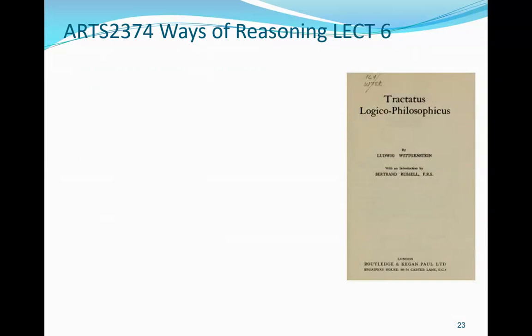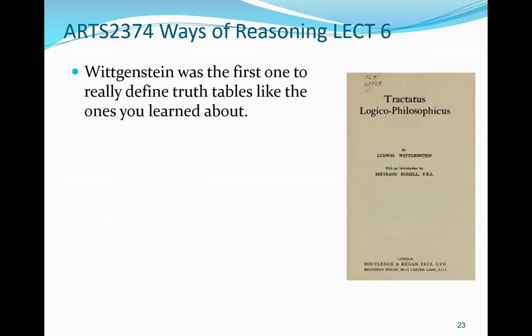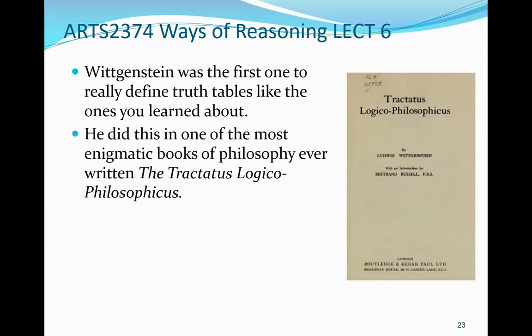This is the book that he wrote, Tractatus Logico-Philosophicus, and in this book he defined truth tables like the ones that you've learnt about in Lecture 5. Frege did not have truth tables. Wittgenstein was the one who invented them. And this book is one of the most enigmatic books ever written.